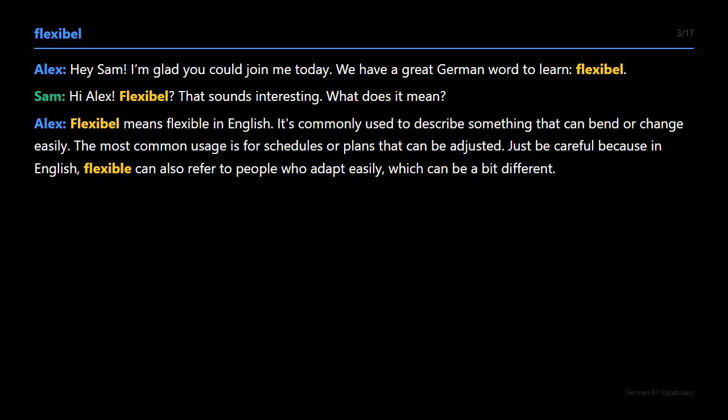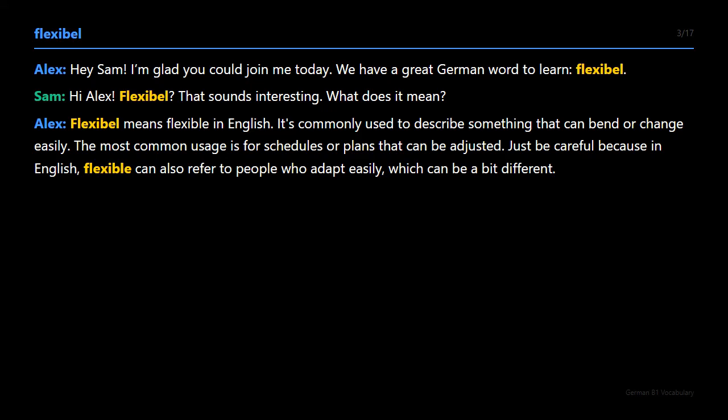We have a great German word to learn. Flexibel. Hi Alex. Flexibel. That sounds interesting. What does it mean? Flexibel means flexible in English. It's commonly used to describe something that can bend or change easily. The most common usage is for schedules or plans that can be adjusted.